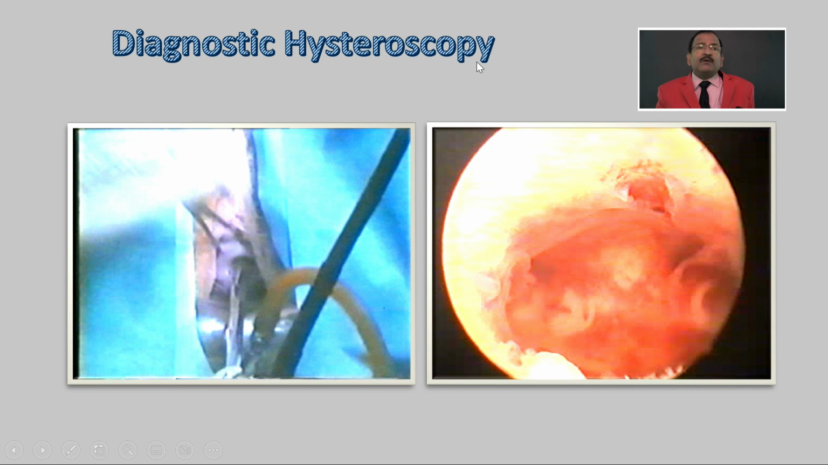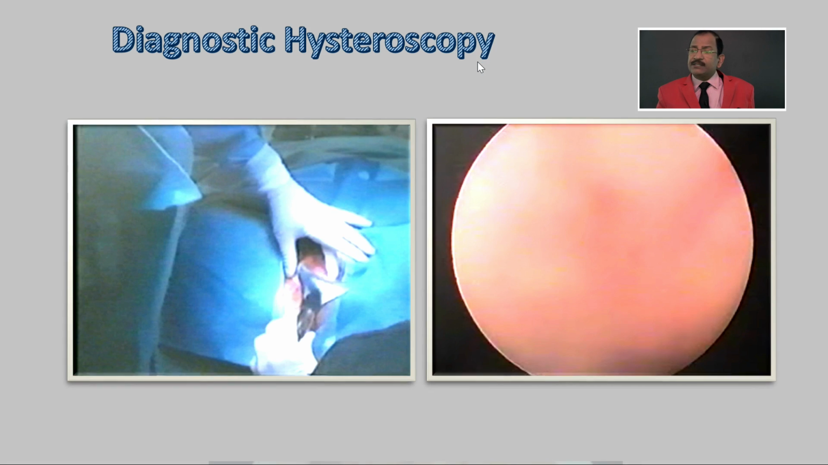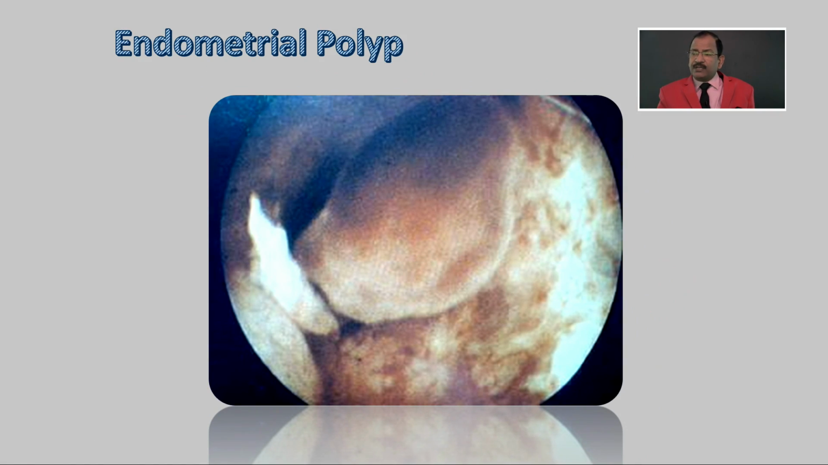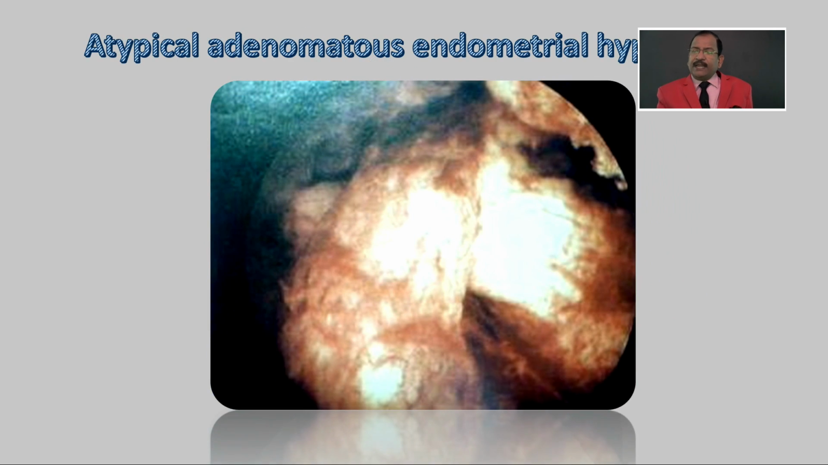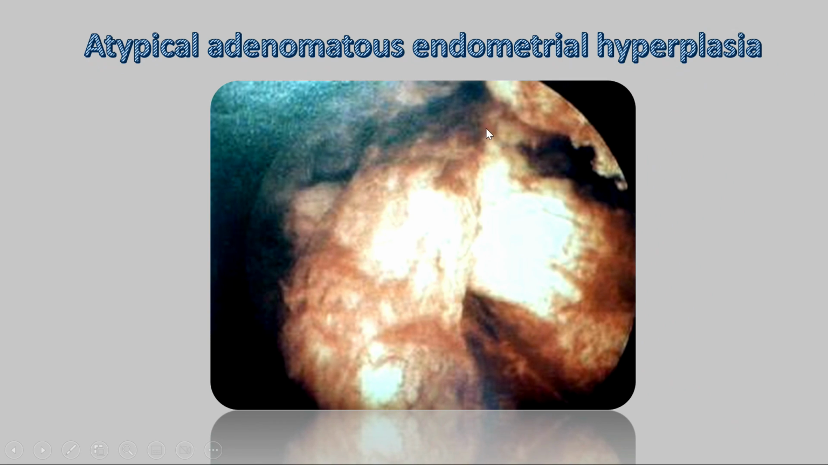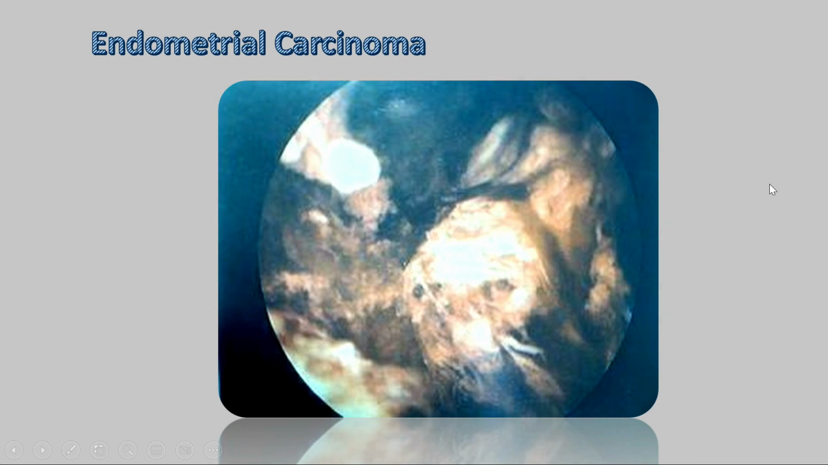Now I will show you some slides of diagnostic hysteroscopy, how it looks. This is a case of a real endometrial polyp, which looks like a tongue-like or finger-like or cactus leaf-like projection. This is an endometrial polyp. This is atypical endometrial hyperplasia, adenomatous endometrial hyperplasia. This is endometrial carcinoma. For confirmation, you have to take a biopsy.